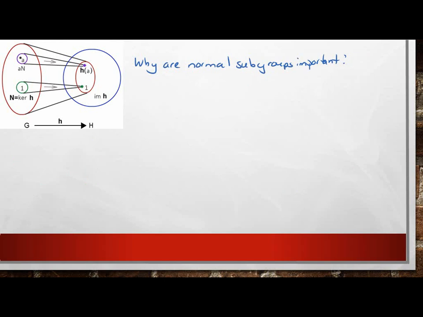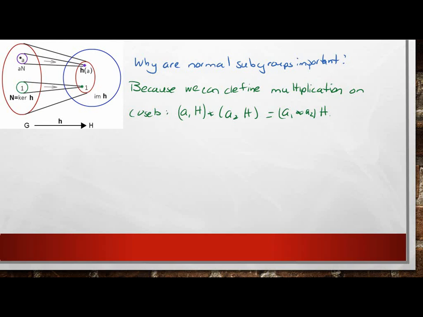Why are normal subgroups so important? Well, because we can define a multiplication on the cosets. You get an idea of why they are going to be important in terms of homomorphisms. It turns out that I can define, for normal subgroups only, a1H star a2H equal to (a1 star a2)H.